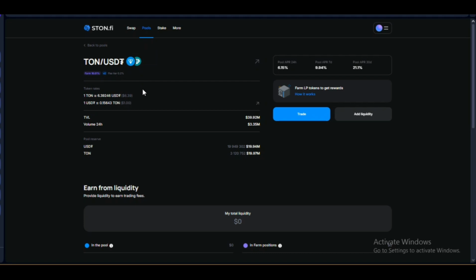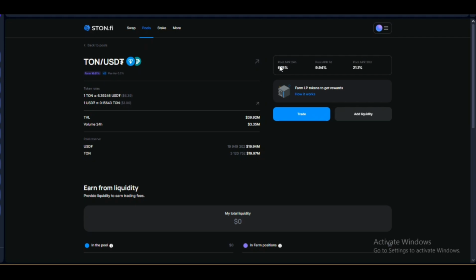Now how does farming work? Number one, you have to provide liquidity first. That is the number one thing. Check out every pool that's providing liquidity, and provide liquidity first in STON or USDT. Second, you receive LP tokens in return, which represent your share of the pool. Then your LP tokens sit in the farming, and with all this you get extra rewards in the form of additional tokens.